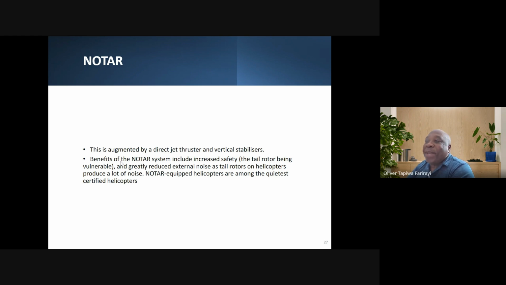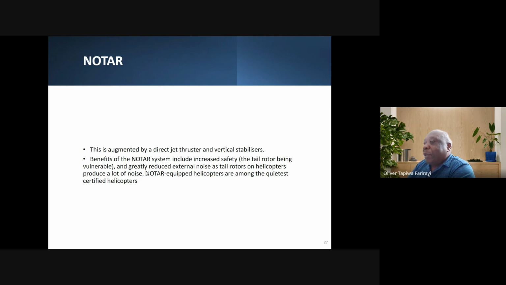Let's just look at what the benefit is. The NOTAR system includes increased safety, the tail rotor being vulnerable. Like I said, if you hit something, hit the ground or hit a tree, then you can have a problem. You're going to spin. And when you spin in a helicopter, it doesn't normally end up well. Because you hit the ground and the blades are still firing, the power plant is still moving, it will grind everything on its way down, including trees. That's why I'm saying it doesn't normally end up well. Most people don't survive helicopter crashes more than aircraft crashes.